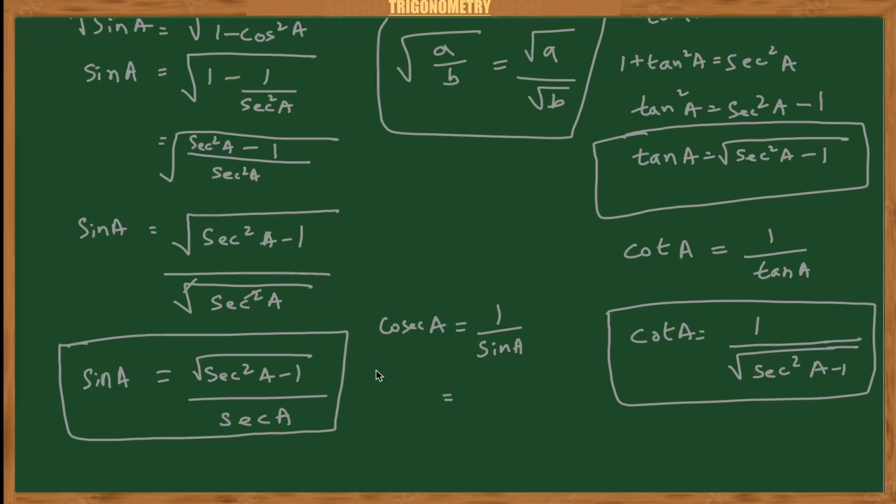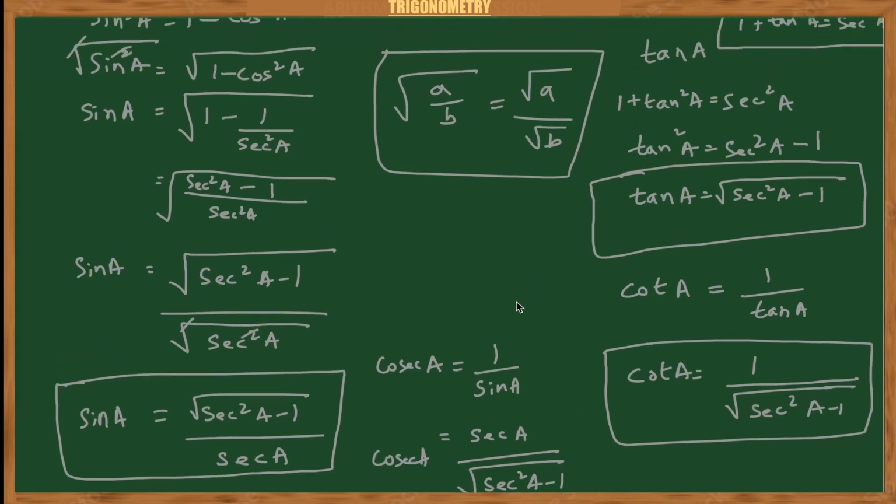If you do sin, so reverse. Either you can represent this 1 by sin A's detail, or you can reverse it. So you can put it as secant A divided by root of secant square A minus 1. Okay, students, so we have got sine, we have got tan, we have got cot, we have got cosecant. Also we have cos. So with this we have completed this question.